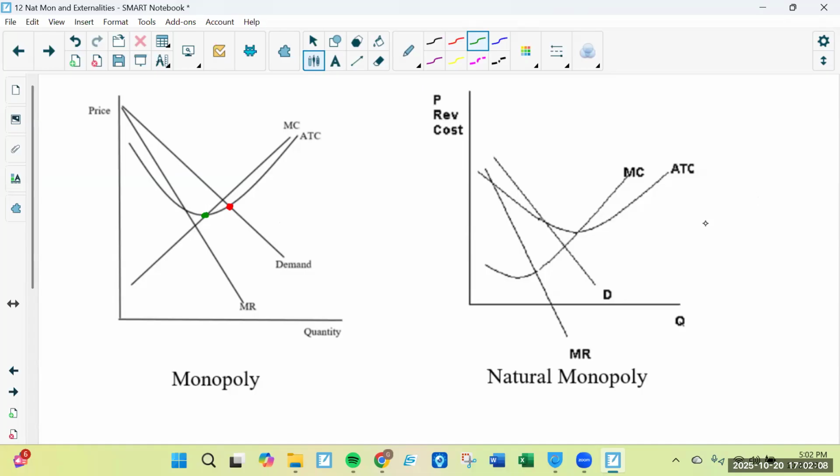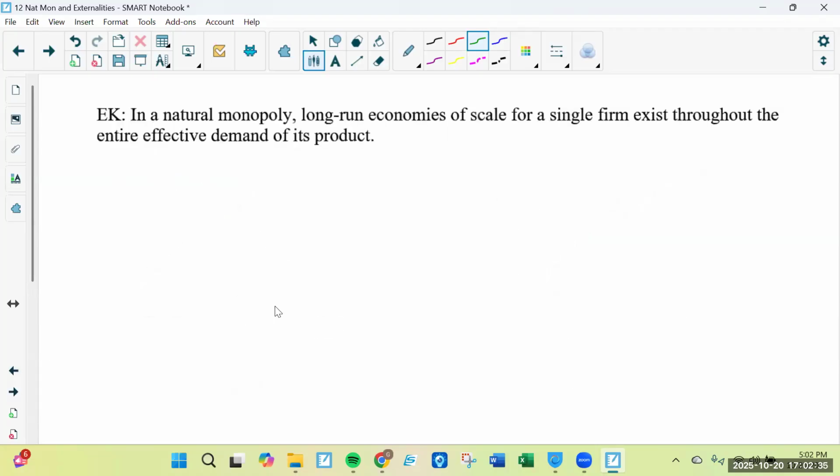If they say draw a natural monopoly, they're looking for a situation where the demand curve intersects to the left of the minimum of the ATC. The reason is that a natural monopoly is one where the costs of production are so high that the average total cost curve is very, very high, and you can only have one firm because of those high costs. What the College Board says is that a natural monopoly is one where long-run economies of scale for a single firm exist throughout the entire effective demand for its product.